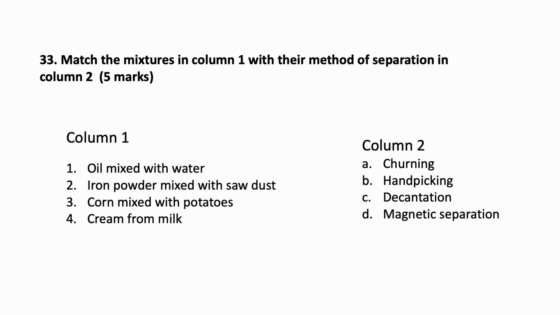Match the mixtures in column 1 with their method of separation in column 2, 5 marks. Oil mixed with water. Method of separation is decantation. Next, iron powder mixed with sawdust. Magnetic separation. Corn mixed with potatoes. Hand picking. Cream from milk. Churning.